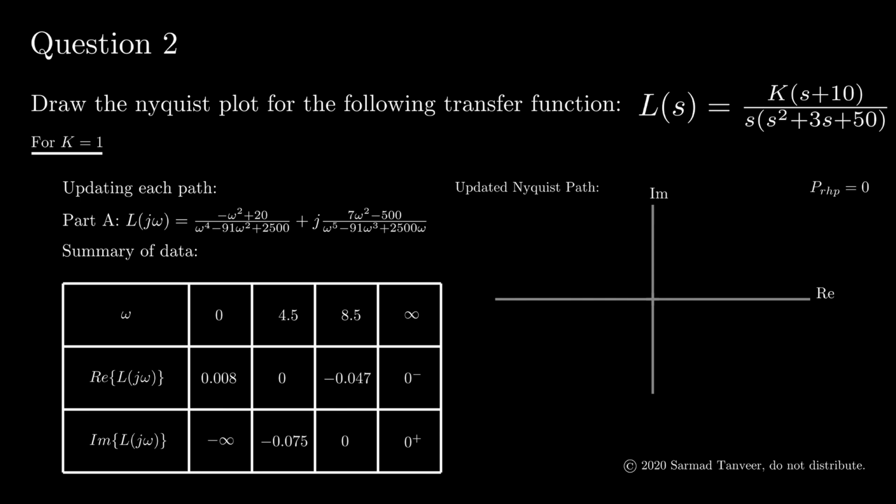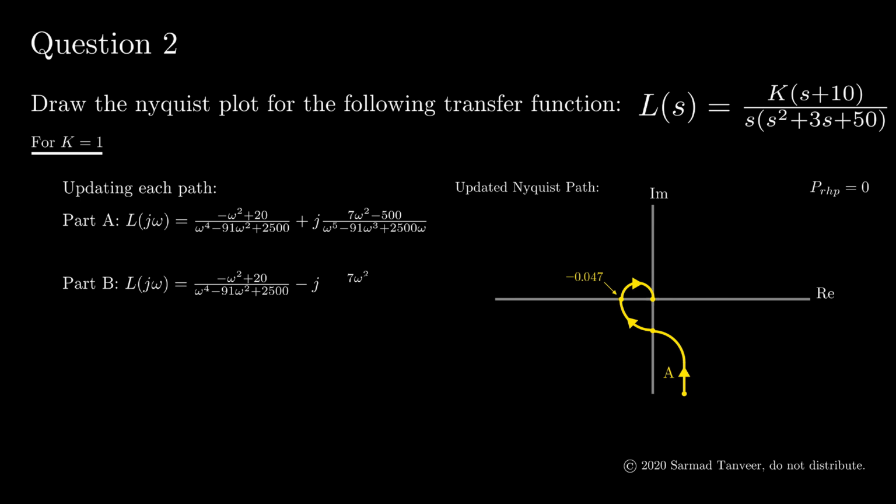Let's try plotting these points one by one to get a better idea of how part A looks. Now we simply need to connect these points together to get the general appearance of part A of the Nyquist path. Part A begins at the point corresponding to omega equals 0 and moves towards a point corresponding to omega equals infinity. There you have it, part A of our path.